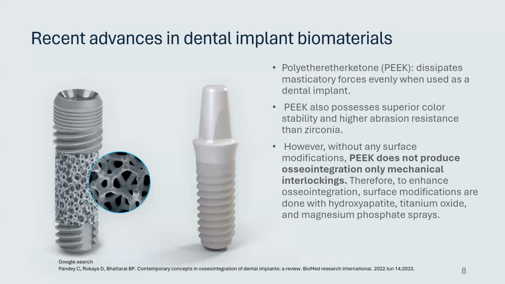And we have the polyether ether ketone. It distributes the stress evenly over the implant, but the problem with the PEEK is that it does not produce osseointegration. Only chemical interlockings can be achieved between the PEEK and the bone. So surface modifications are needed with hydroxyapatite, titanium oxide, and magnesium phosphate.